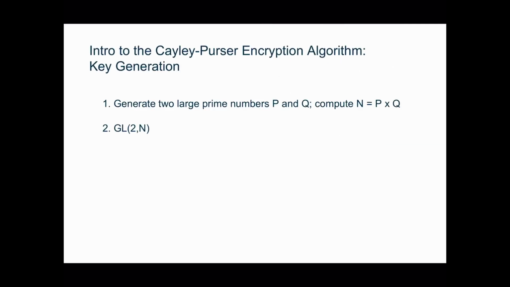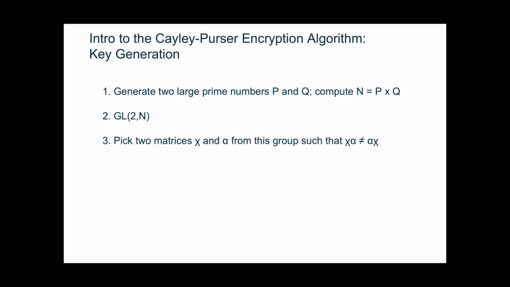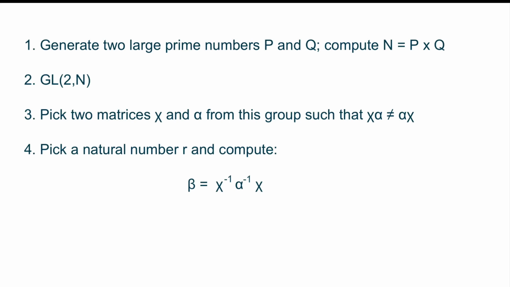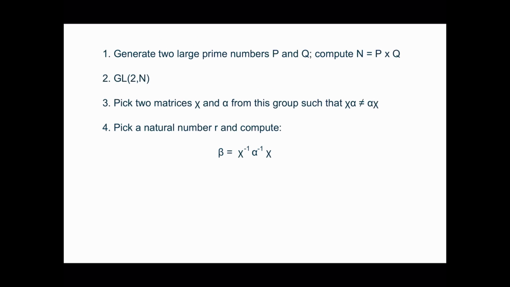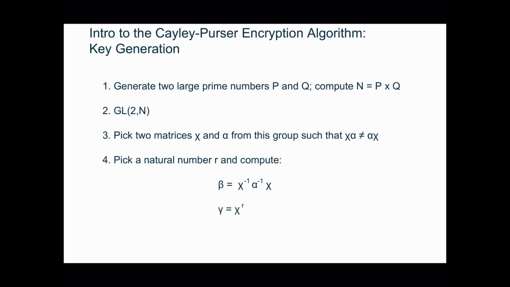So back to key generation. Bob is going to consider the general linear group of matrices with degree 2, with integer elements and modular arithmetic modulo n. Bob will then pick 2 matrices, chi and alpha, from this group such that chi times alpha does not equal alpha times chi. In other words, such that the matrices are not commutative. Bob will then pick a natural number r and compute chi inverse times alpha inverse times chi, the result of which will be called beta. Bob will also compute chi to the r power, the result of which is known as gamma.